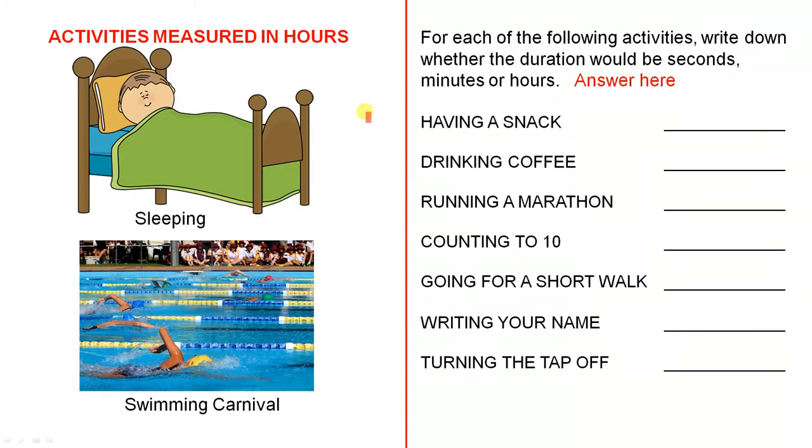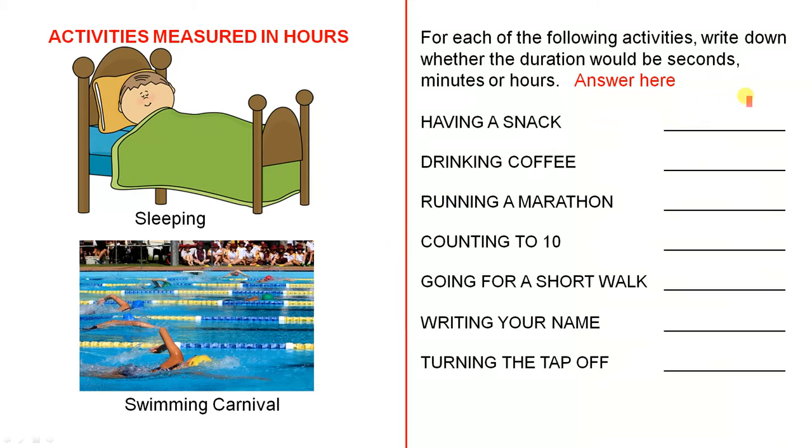Activities measured in hours. Sleeping, you might sleep 6, 8, 10 hours a night. That depends on the person, depends on when you go to bed and when you get up. The length of a swimming carnival. It could be all day, or when I say all day, 4 hours, 5 hours, 6 hours. Could be in the evening, 4 hours, 5 hours or 6 hours.